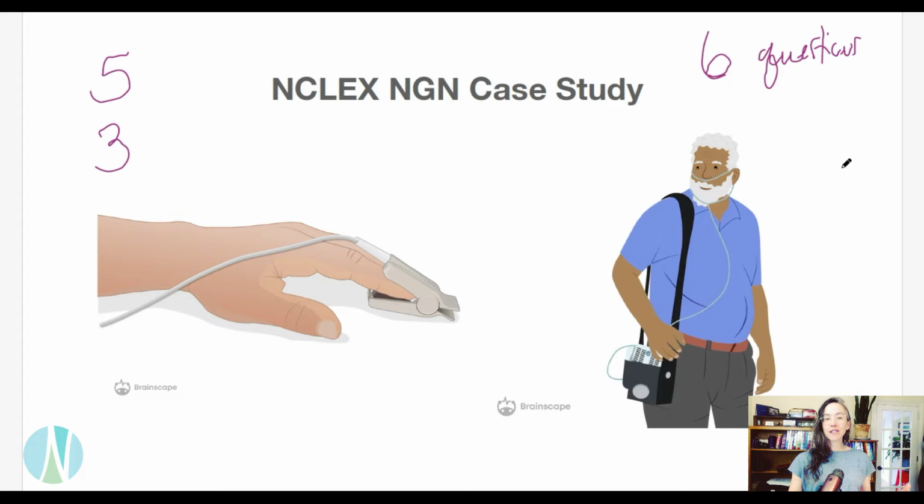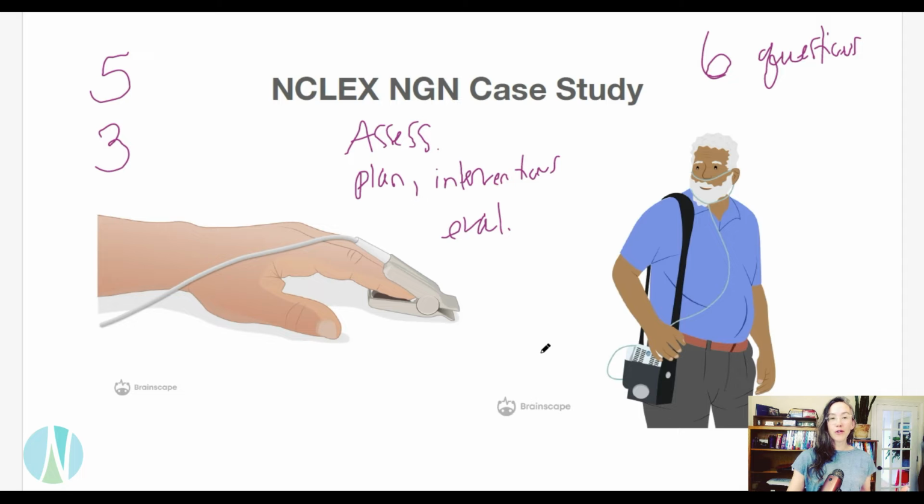I know NCLEX likes to call it the clinical judgment model, but honestly, nursing process, it's the same thing. So basically, you're going to be assessing your patient, looking out for things that are bad, and then you're going to have to do some planning and interventions. How do we take care of this patient? And then really the last part of the question is evaluation. How do you know if your patient got better or worse? Or how do you know they understood the teaching or not?